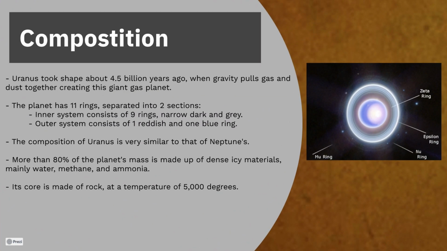Composition of Uranus. Uranus took shape about 4.5 billion years ago when gravity pulled swirling gas and dust, creating this ice planet. The planet has 11 rings separated into 2 categories: the inner system, which consists of 9 narrow dark gray rings, and the outer system, which consists of 1 reddish ring and a second, blue ring. More than 80% of Uranus's mass is made up of a dense fluid of icy materials, mainly water, methane, and ammonia, with a core of about 50,000 degrees Celsius made of rock.